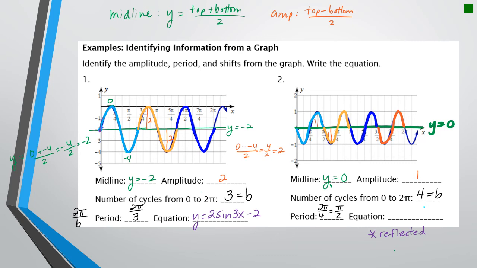So what that means is, and we could have actually seen this one on the graph, this right here is where the light blue cycle stops, and you can see that it stopped right at pi over 2. So that was my period.